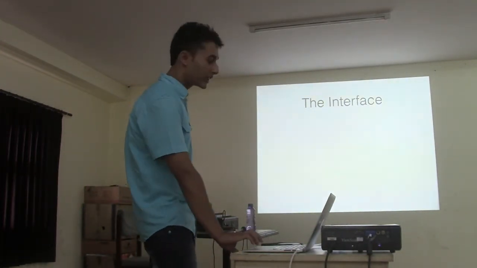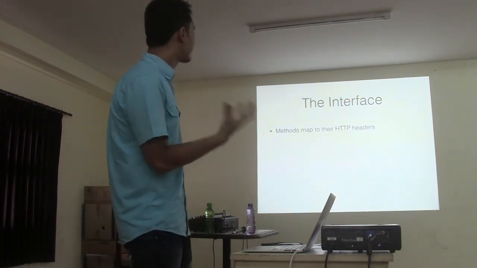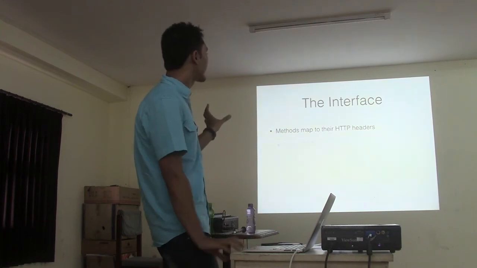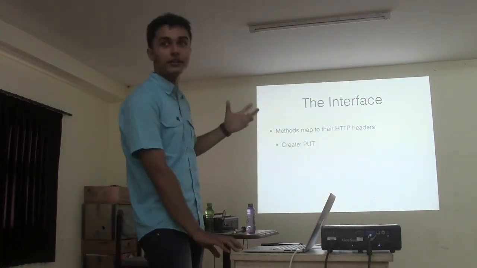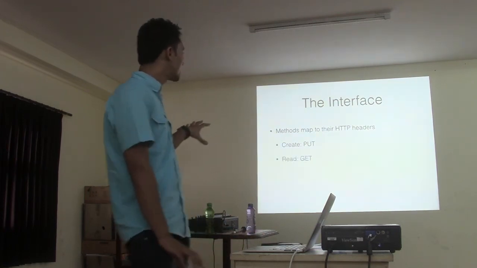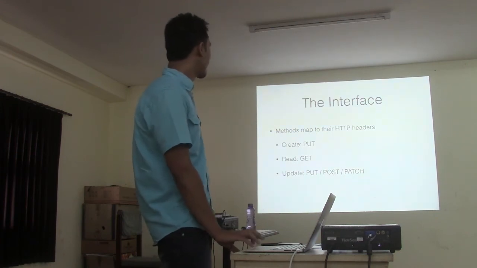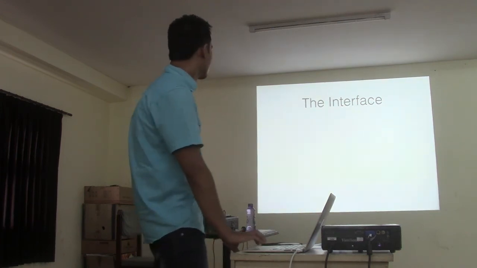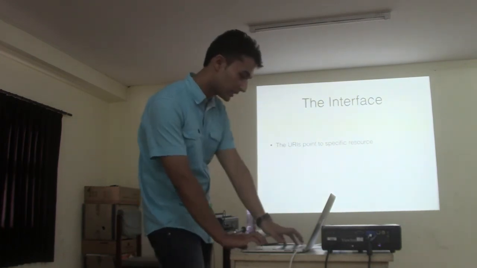So next, the interface. How this app works is that the methods map to the HTTP methods. We have a simple CRUD app there. Create, I've used put; read, I've used get; update, put, post, patch; and delete for delete. So the URIs point to a specific resource. So let me just show you again.